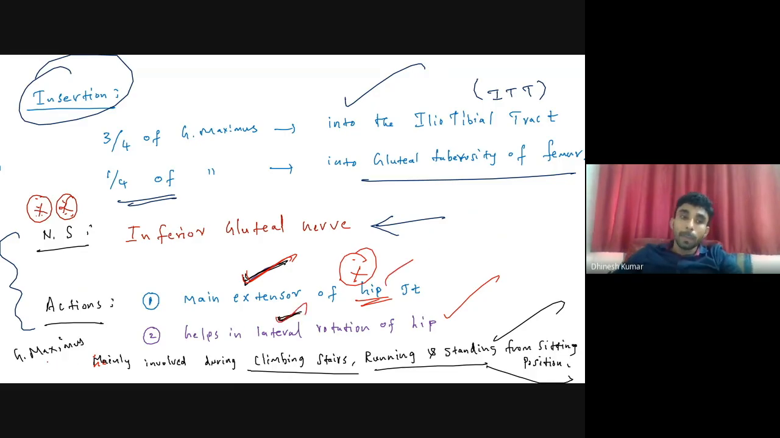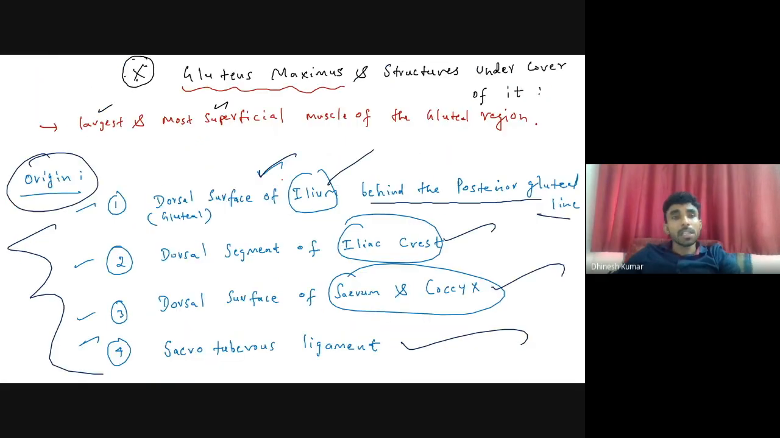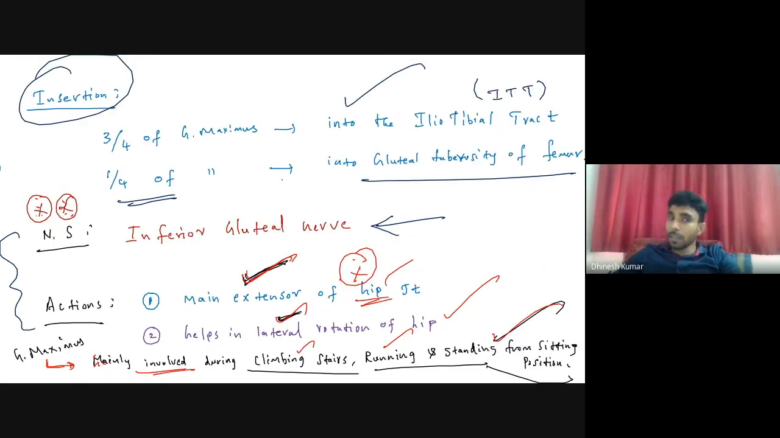And also remember, for MCQ purpose, the gluteus maximus is the main muscle involved during climbing stairs, running, and when you try to stand from sitting position. So this is about the origin, insertion, nerve supply, and actions of gluteus maximus.